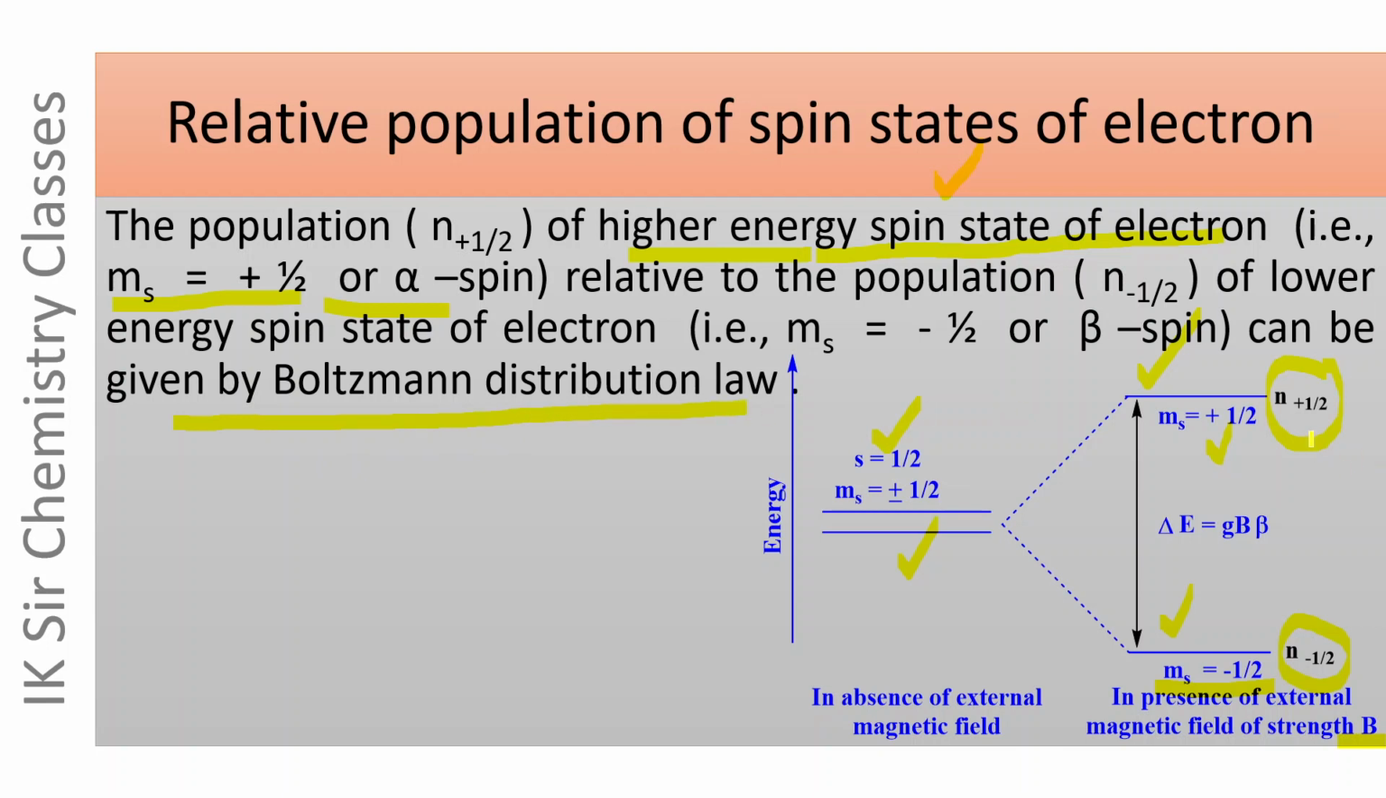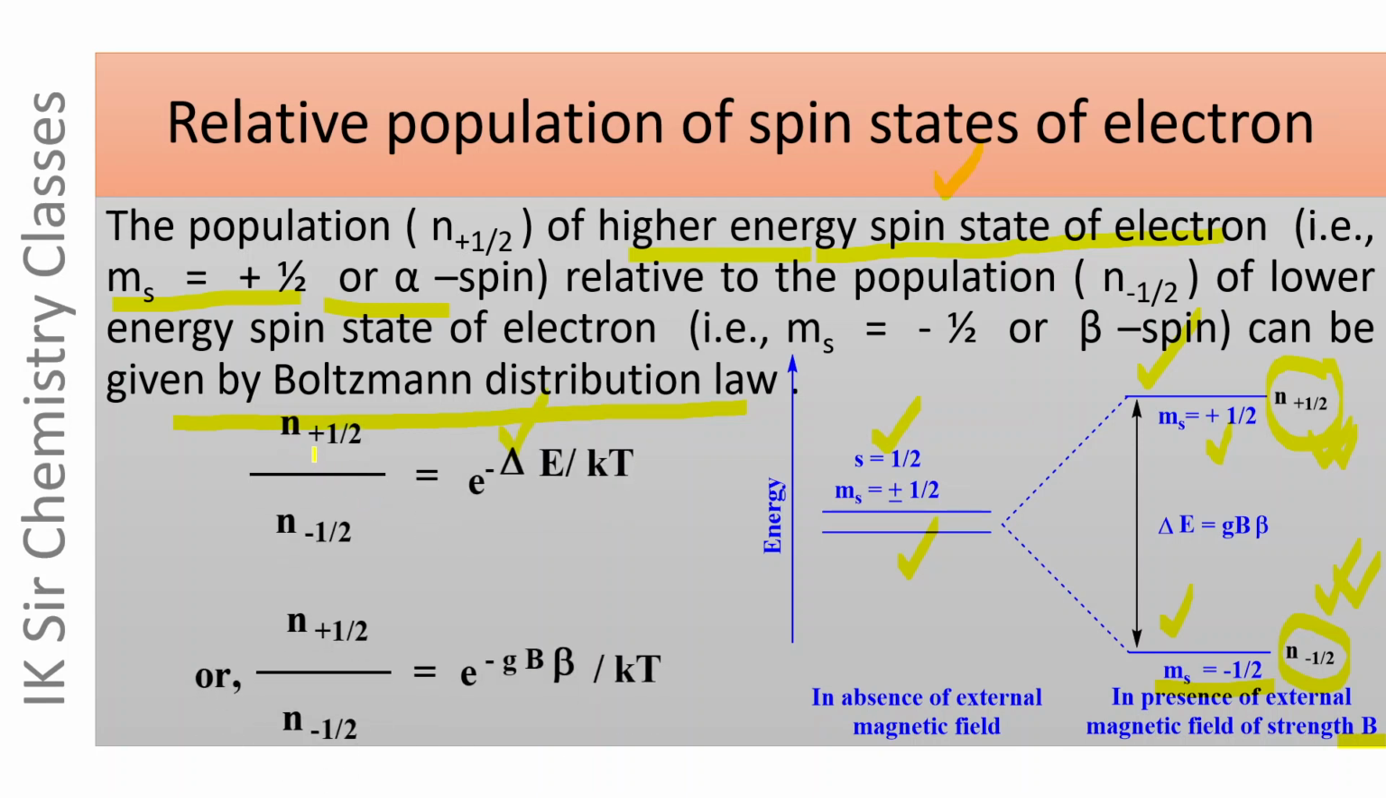The population of this higher energy spin state of electron relative to the lower energy spin state of electron can be given by Boltzmann distribution law, and this law is given here. The population of higher energy state divided by the population of lower energy state will be equal to e to the power minus delta E by kT, where k is Boltzmann constant, T is temperature, and delta E is the energy difference between two energy levels.